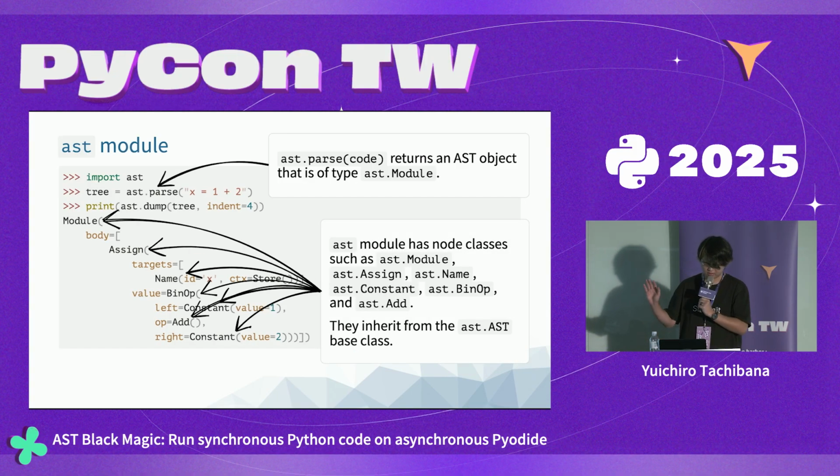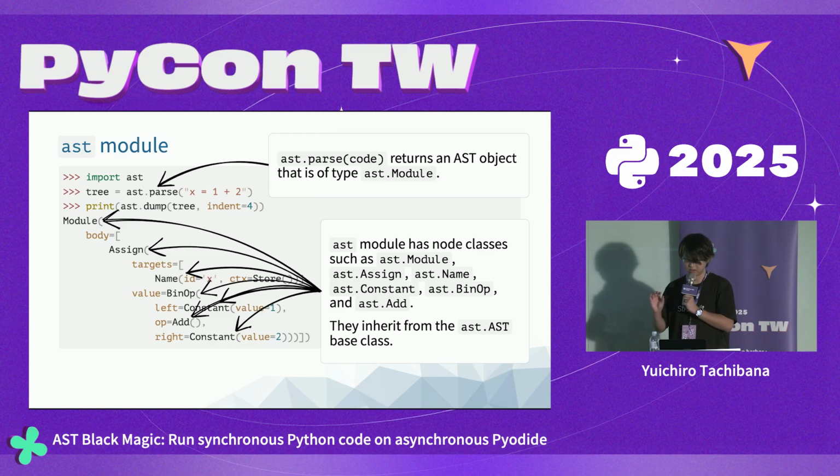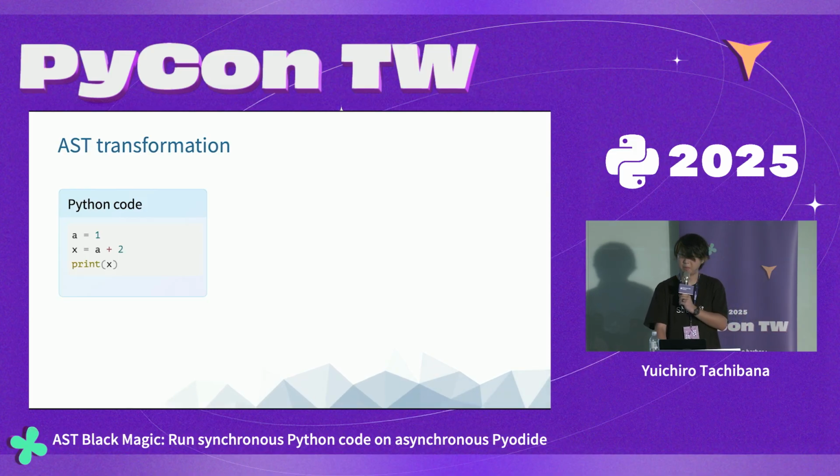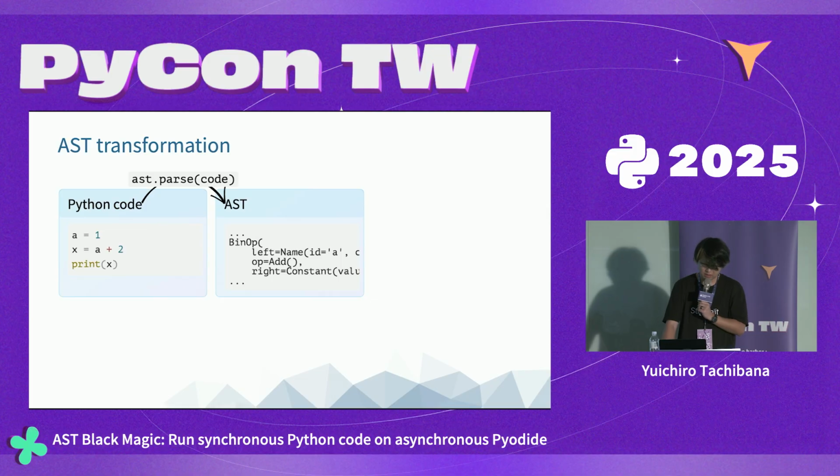Here it shows that each node of the AST object is an instance of the node classes defined in the ast module. For example, the top level is an ast.Module class instance. The next example is, again, very simple Python code like this: a equals 1, x equals a plus 2, then printing the resultant x. As we've seen before, you can get the AST object by using the ast.parse method, passing this script to the method. Then you get the AST object like this.